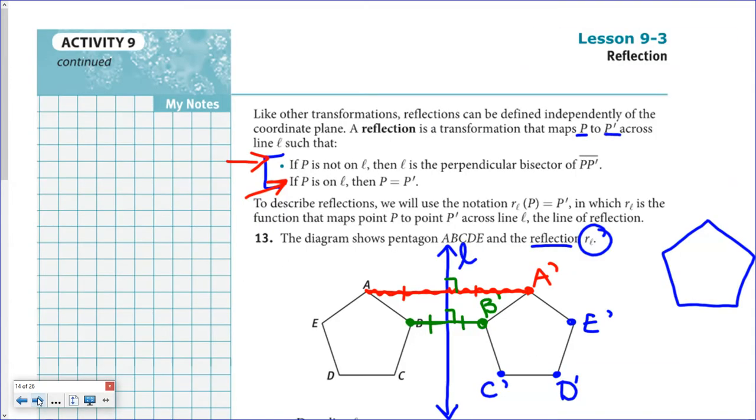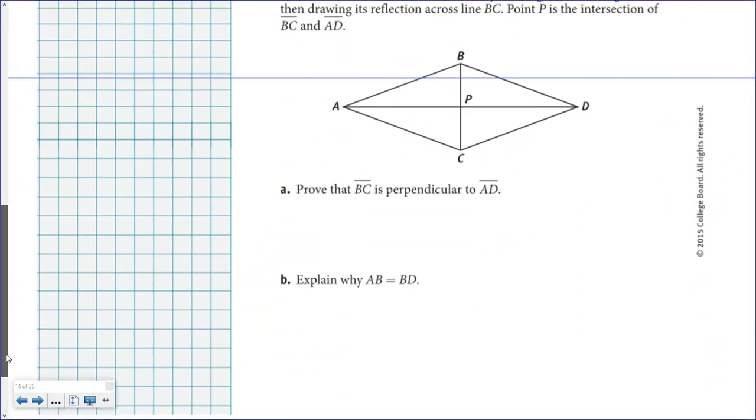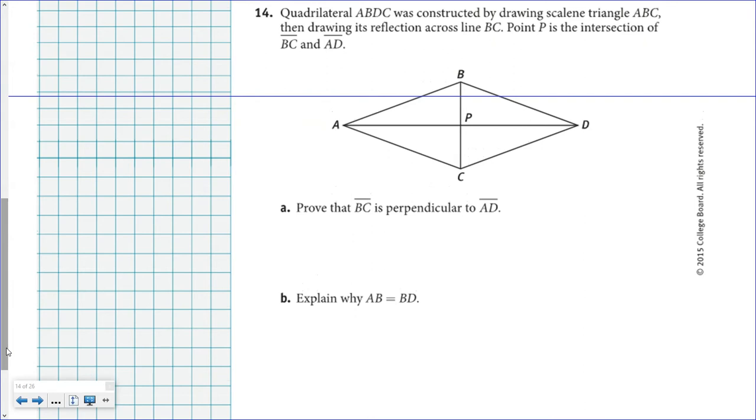So now we're going to look here. Quadrilateral ABCD was constructed by drawing scalene triangle ABC. So we took this triangle here, and then we reflected it across the line BC. And they want us to prove that BC is perpendicular to AD. So when they say this, they're not meaning to do a two-column proof. They're basically just wanting you to explain completely how you know that they are perpendicular.